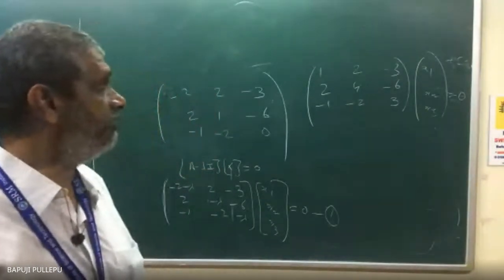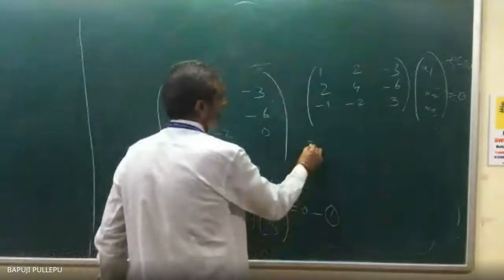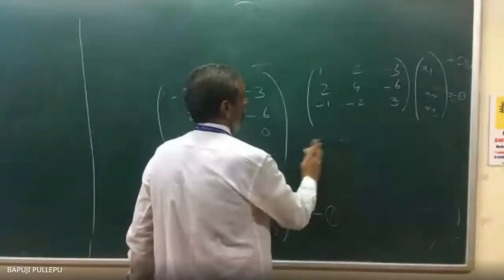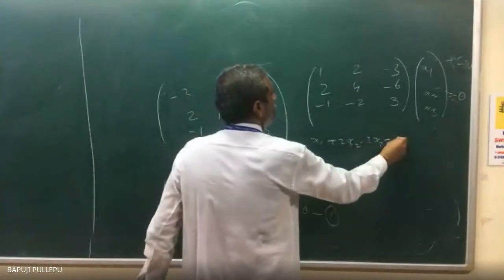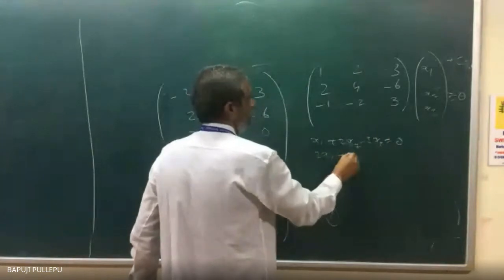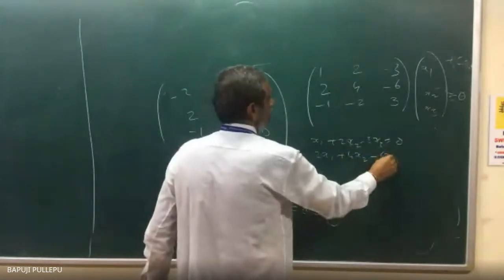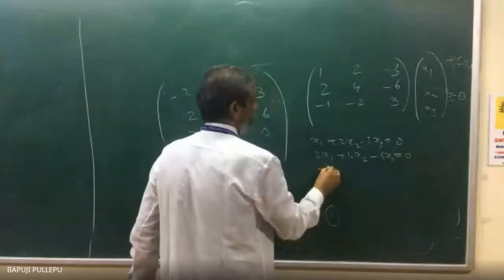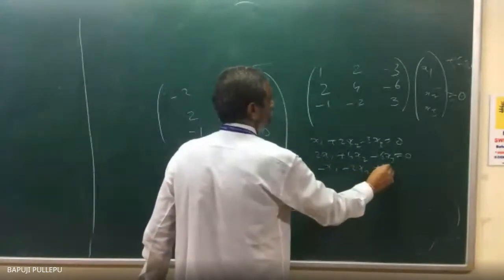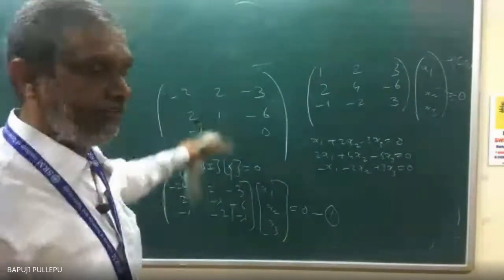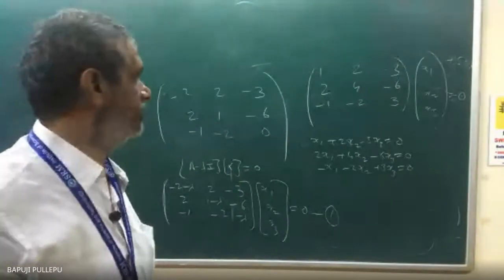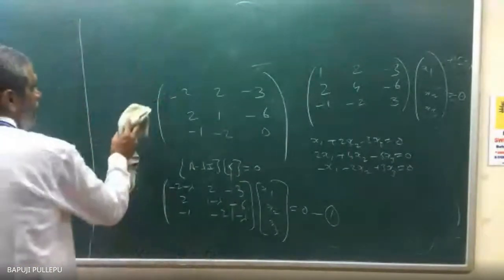So in this case, first take any one equation. x1 plus 2x2 minus 3x3 equals 0; 2x1 plus 4x2 minus 6x3 equals 0; minus x1 minus 2x2 plus 3x3 equals 0. Correct or not? Yes, sir. Up to here clear? Yes, sir. Now take any one equation, since the three are the same. I am now taking the first equation. Clear up to here?